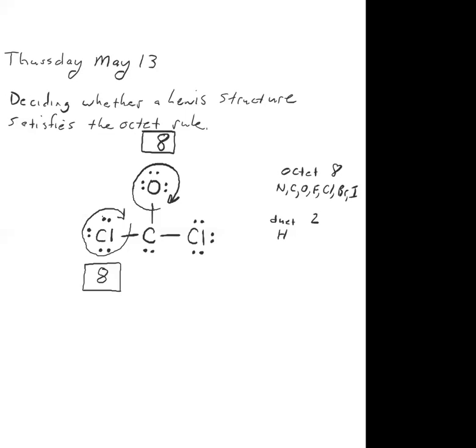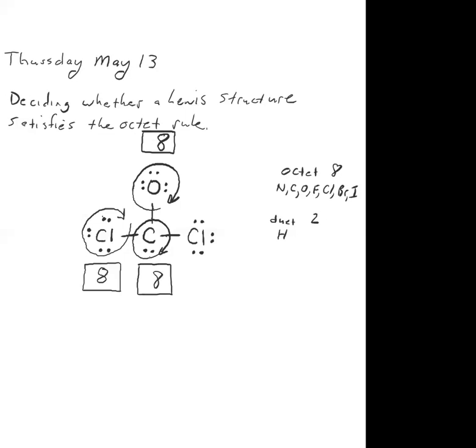Let's try the carbon in the center. So I'm going to start with the lone pair and count around the carbon. You have the lone pair, then you have 3 bonds. And remember, each bond is 2 electrons. So that's 2, 4, 6, 8. So it looks like the carbon also has 8. So far, so good, octet rule.